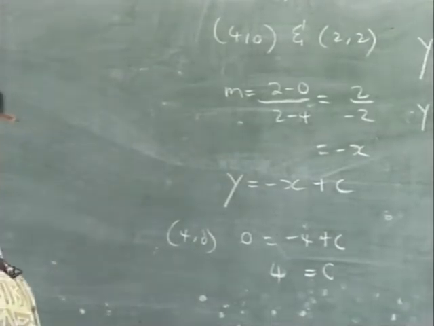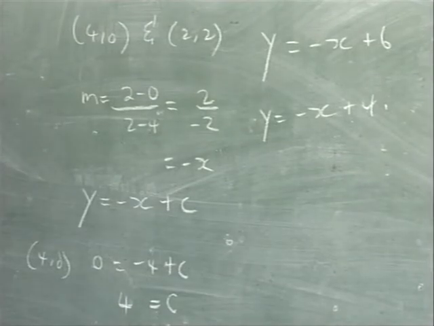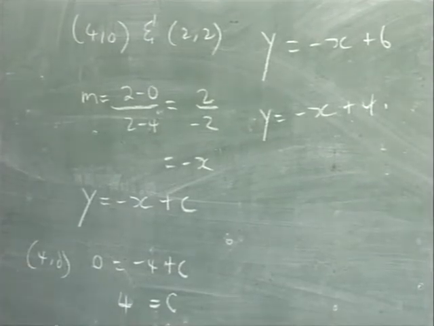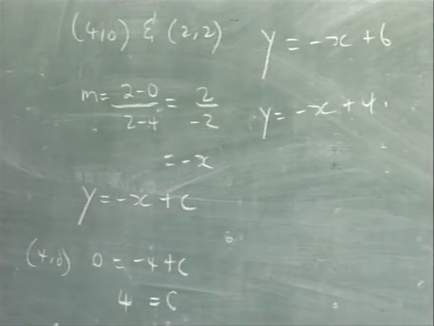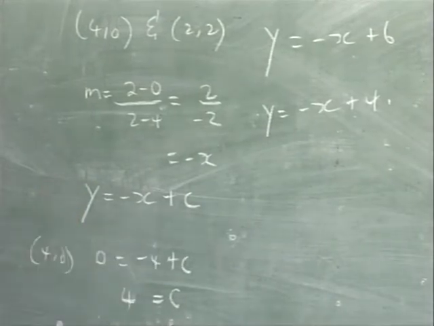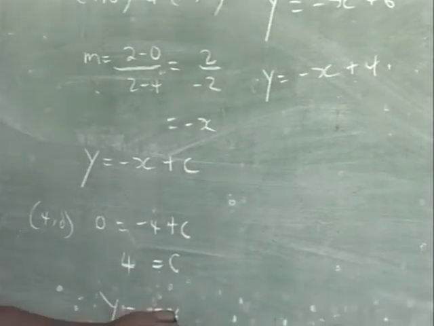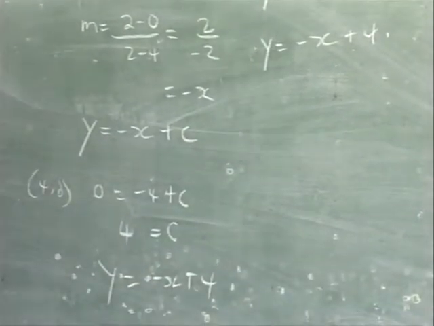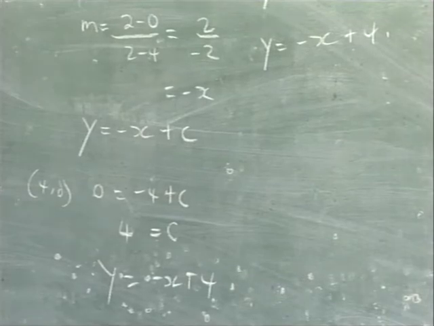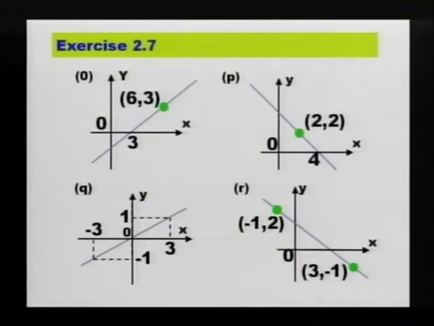You have to substitute a point, not a number from 2 different points. You can either substitute 4, 0, or you can substitute 2, 2 as well. If you substitute 2, 2, you're going to get 2 here and minus 2 there, and then you'll get c equals 4. So the equation is y equals minus x plus 4. That's for letter P. Letter Q, anyone wants to give us the answer to letter Q? Yes, Pon Relay.